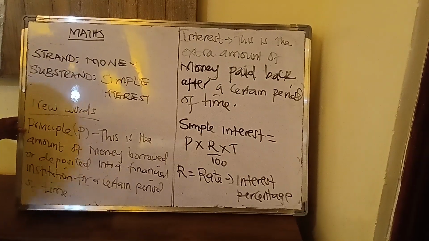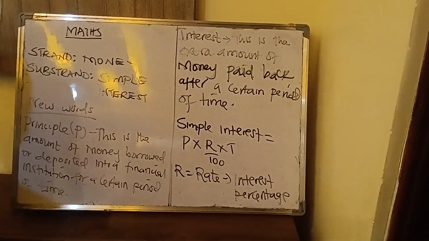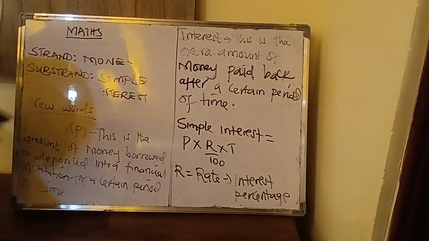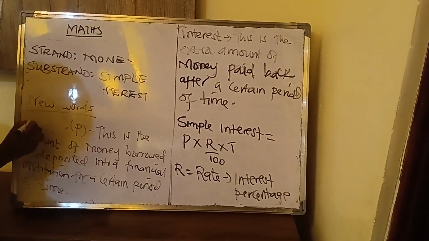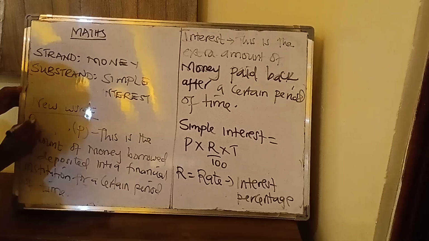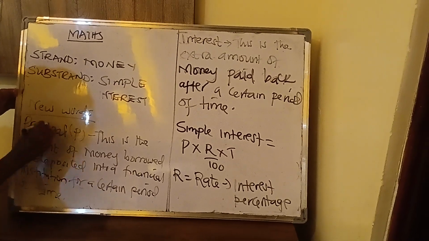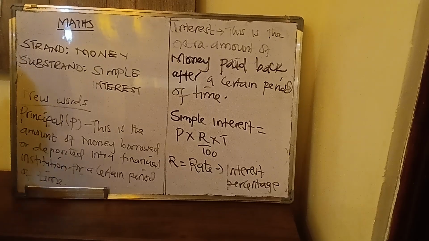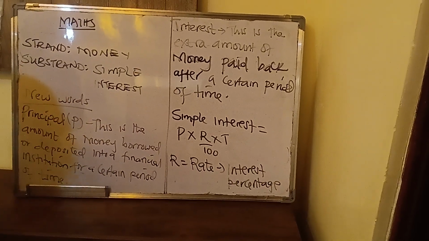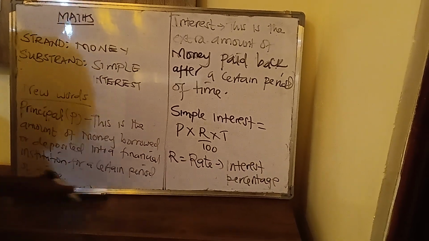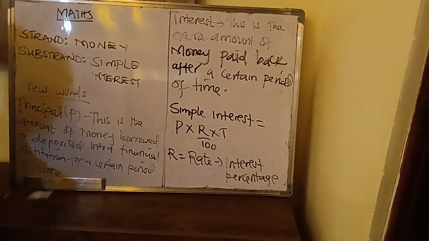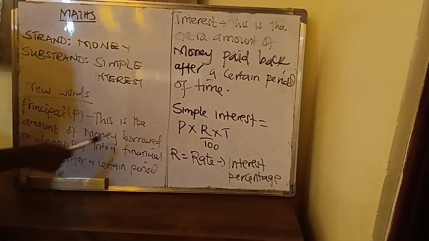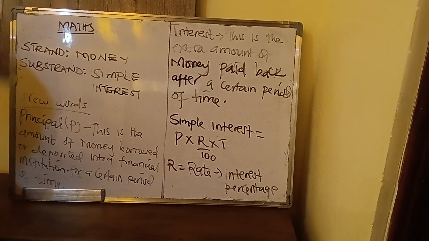One used is principal. Principal, which is the amount deposited or money borrowed into a financial institution, either a bank, it can be anything where you have borrowed some money. The money that you deposit there or you borrow from there, it is what we call principal.